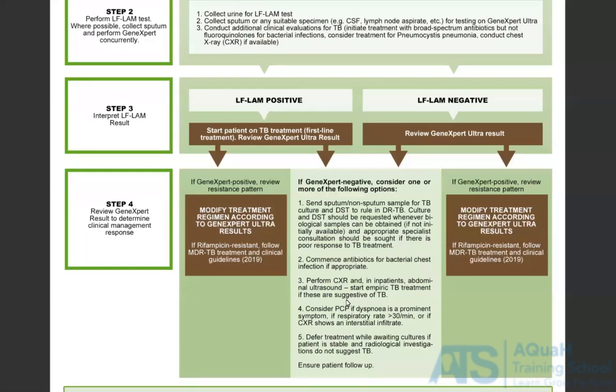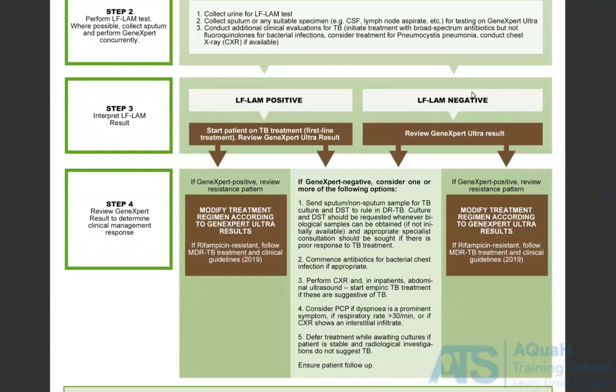If the LAM test is positive, you start your patient on TB treatment, you review your GeneXpert results. If those results are positive, you continue TB treatment, but you are interested whether this is a sensitive or a resistant bug. So that is quite important. Where the LAM is positive, but the GeneXpert is negative, you need to also collect sputum for culture, check if you are not missing other infections that need to be treated, including PCP, right?